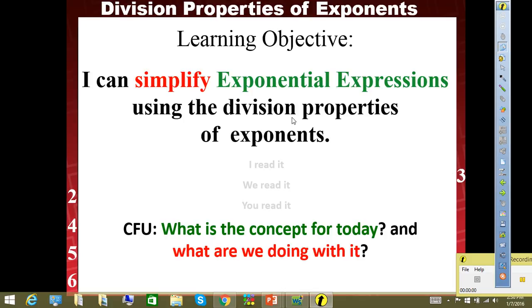Okay, here we go. Our objective for today: I can simplify exponential expressions using the division properties of exponents. Let's read together. 1, 2, 3. I can simplify exponential expressions using the division properties of exponents. Read it again. 1, 2, 3.